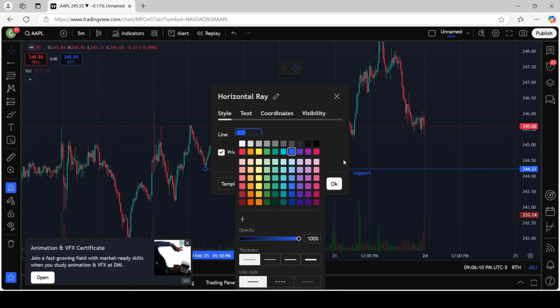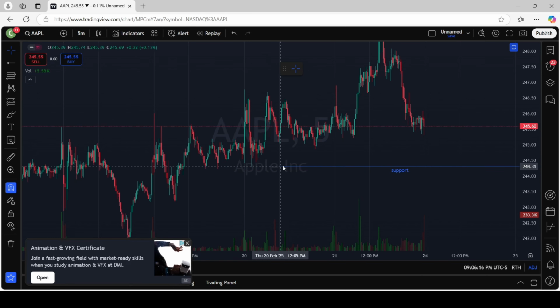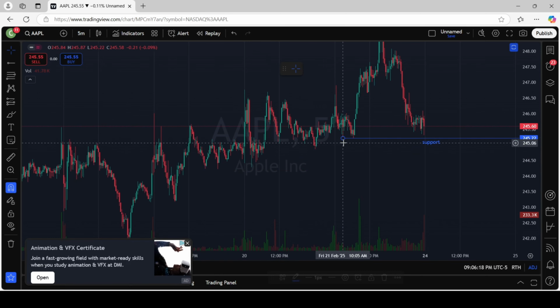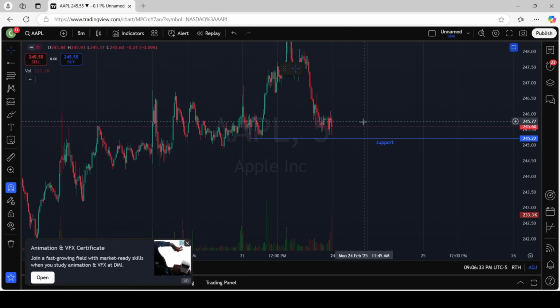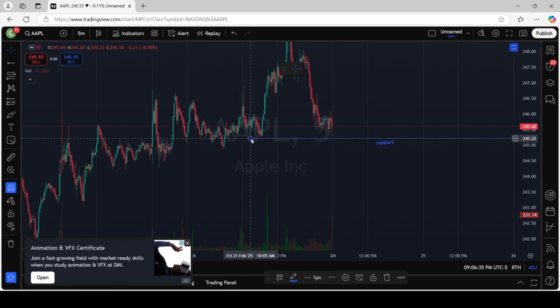Now I know that that's a support level. Same here. Apple is actually falling back to the support level. If it breaks the support level, we can look for the next support level. We want to see Apple bounce off the support level before we enter because it can break right through it and come back down to this support level.